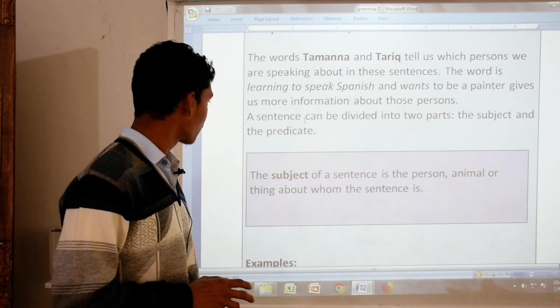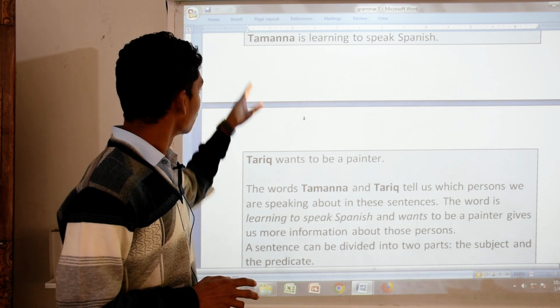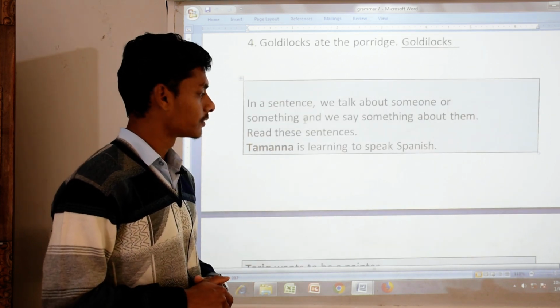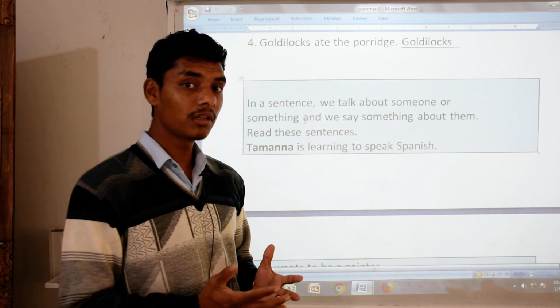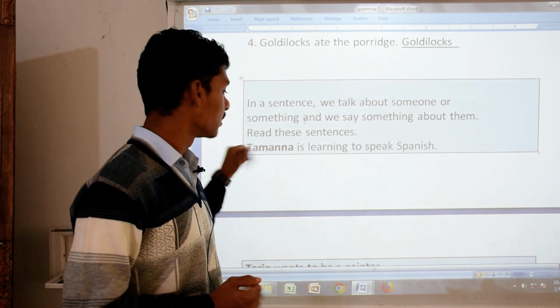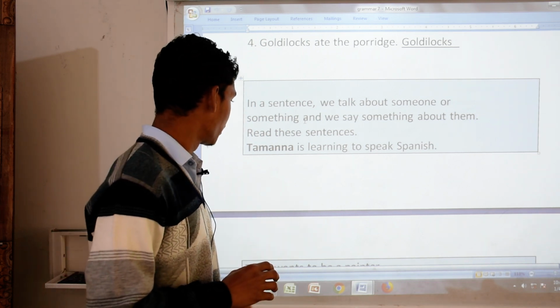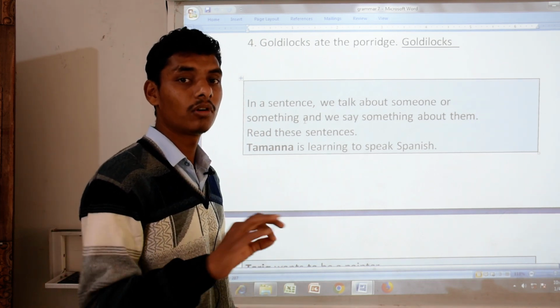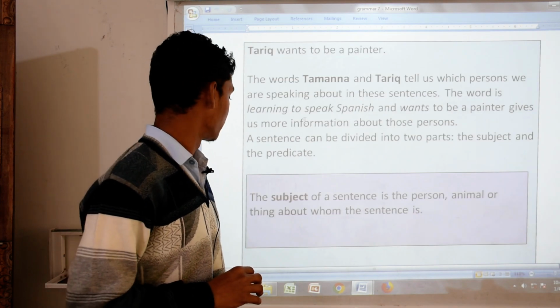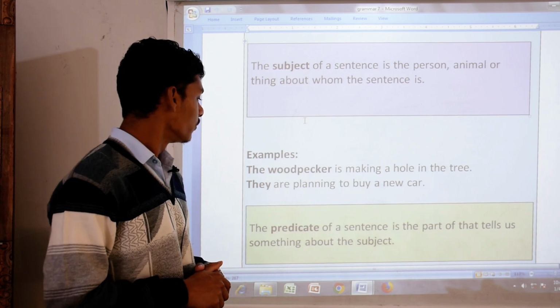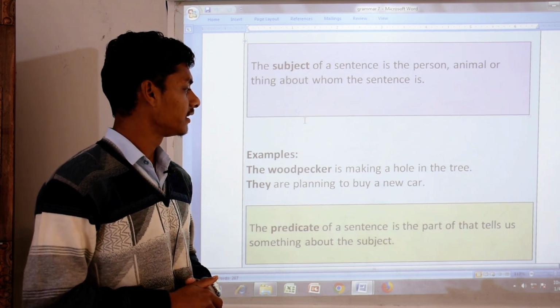Let's go back and see. "Tamanna is learning to speak Spanish." About whom are we talking? About Tamanna, so Tamanna is our subject. The remaining part is our predicate. Next example: "The woodpecker is making a hole in the tree."